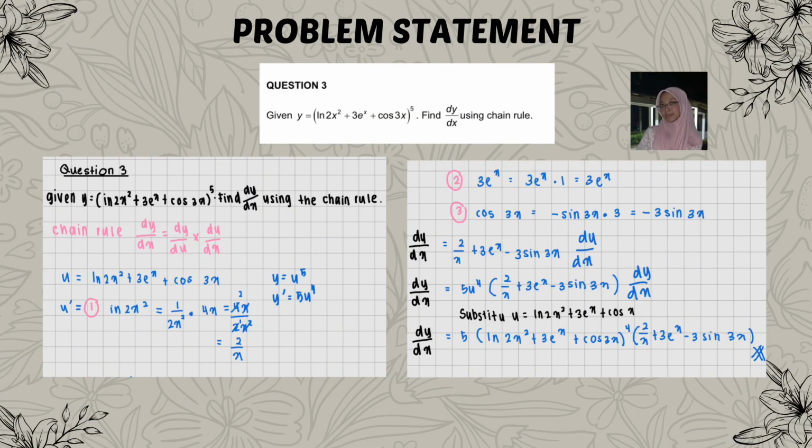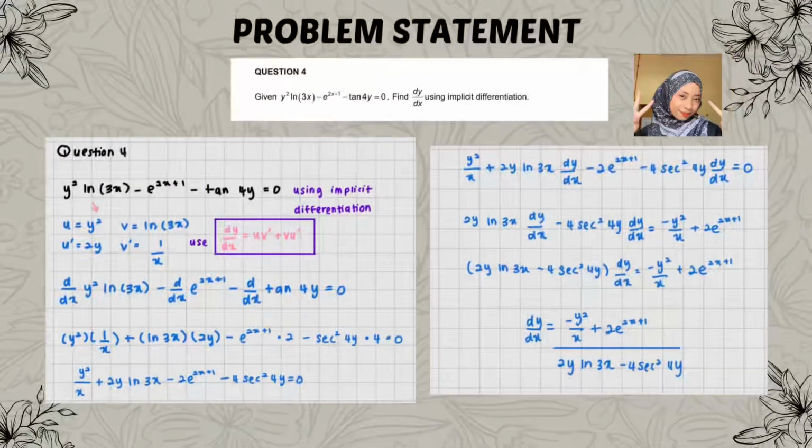So after combining them, we get du/dx equals 2 over x plus 3e power of x minus 3 sine 3x. Now for the full chain rule product, we get dy/dx equal to 5u power of 4 multiplied by 2 over x plus 3e power of x minus 3 sine 3x. And finally, substitute back u in dy/dx, and that is our derivative. So now we move on to the next question.